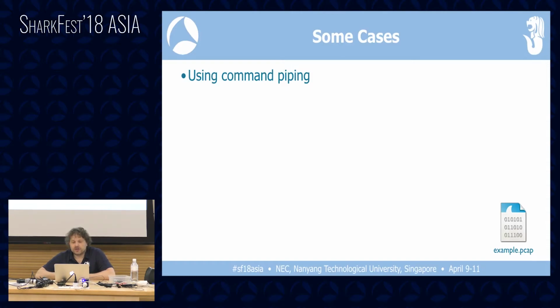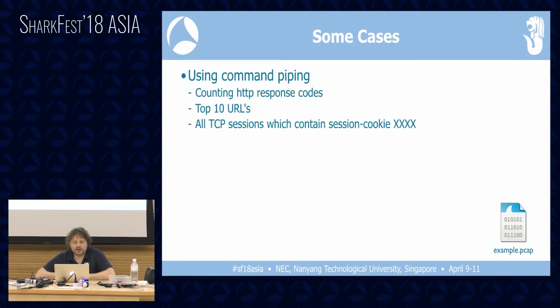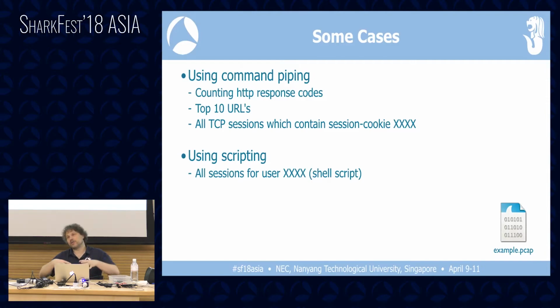So some cases using command line piping. For instance, counting HTTP responses, making a top 10, creating a list of all sessions within a certain cookie, or using scripting to get all the sessions for a user. So what this basically does, I have some HTTP traffic. There's a session cookie of a user, and what I want to do is extract all the traffic from this certain user from this trace file into a new trace file. There's multiple users in a trace file. They're only identified by a cookie, and I want to extract that. That's what I'm going to do in these examples.